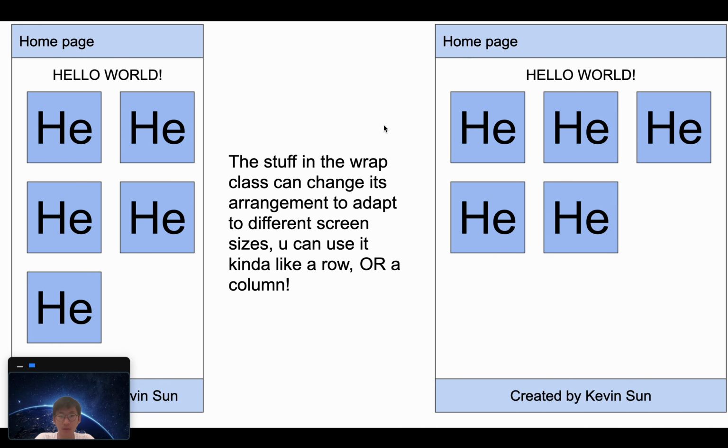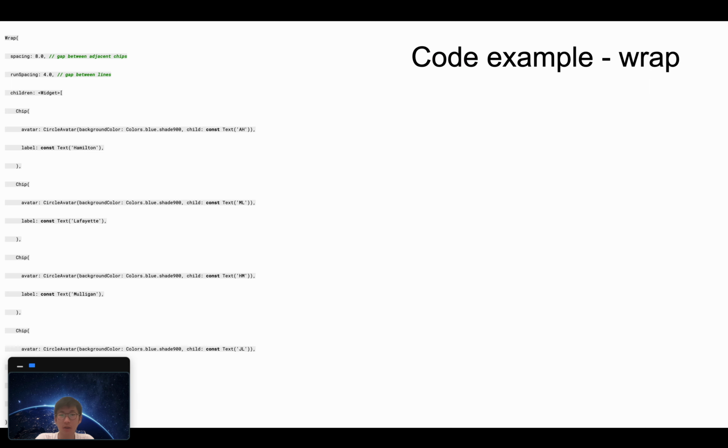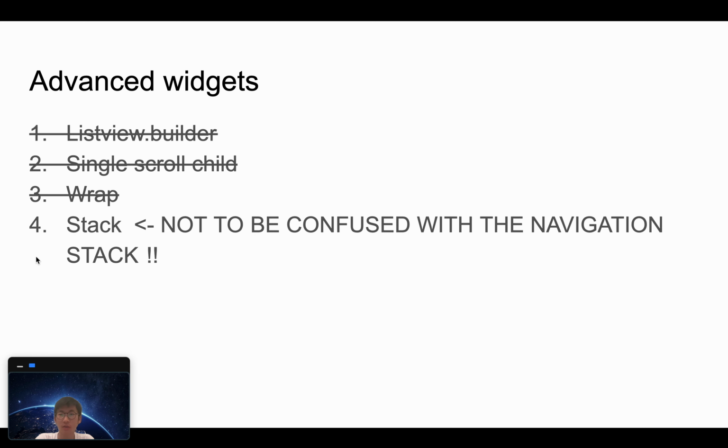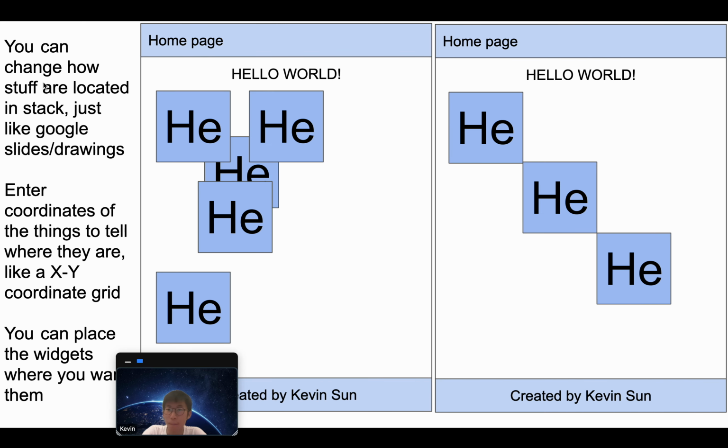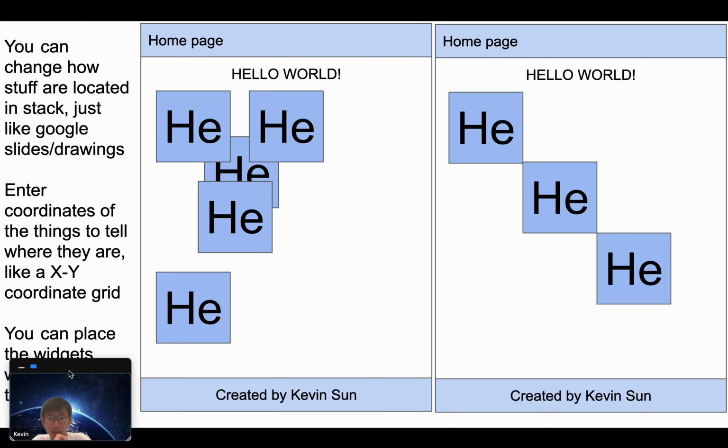Okay, so now we're done with wrap. Let's go on. Here's the code example. Let's go to stack. Not to be confused with the navigation stack. Stack, you can use it with something called a position. You can put the stuff on the screen to show where it is. They can overlap. It's basically Google Drawings. You can show how the stuff is located, enter the coordinates, x, y, and place widgets where you want them, even overlapping.